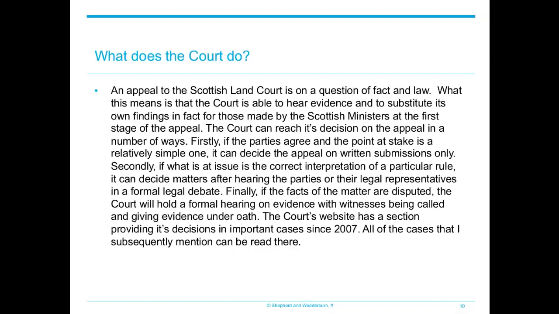The court can reach its decision on the appeal in a number of ways. Firstly, if the parties agree and the point at stake is a relatively simple one, it can decide the appeal on written submissions only. Secondly, if what is at issue is the correct interpretation of a particular rule, it can decide matters after hearing the parties or their legal representatives in a formal legal debate. Finally, if the facts of the matter are disputed, the court will hold a formal hearing on evidence, with witnesses being called and giving evidence under oath.